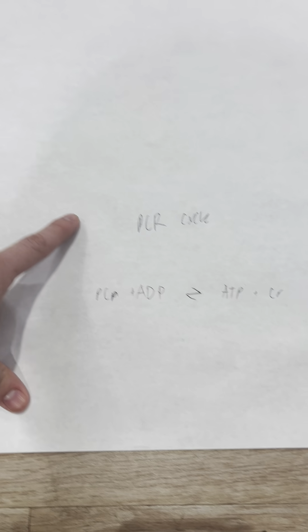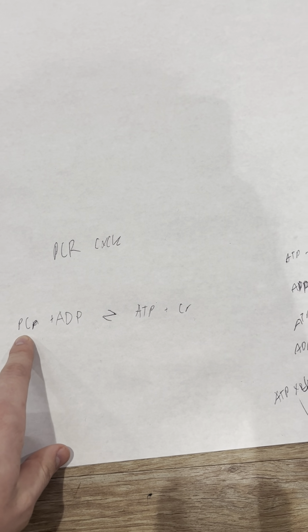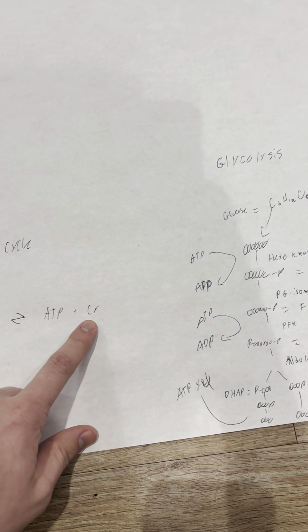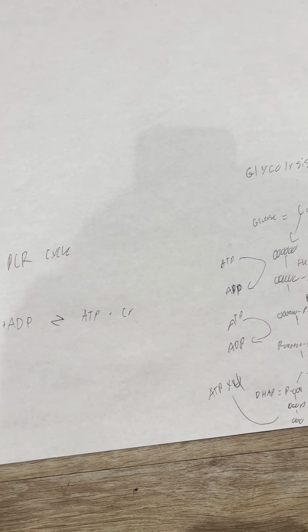So starting with the PCR cycle, you start with a molecule of creatine phosphate and an ADP molecule. This yields an ATP and a creatine. This is for your 1 to 5 seconds of extreme burst of energy.